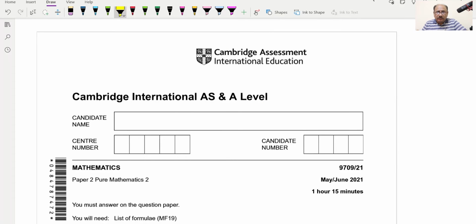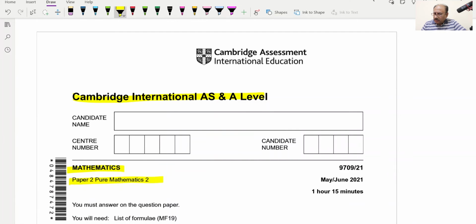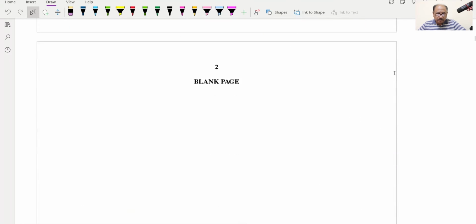Hello everyone. Today we'll be going through Cambridge International AS & A Level Mathematics Paper 2, Pure Mathematics 2, 9709/21, May/June 2021. Let us move to the question. Question number 1.